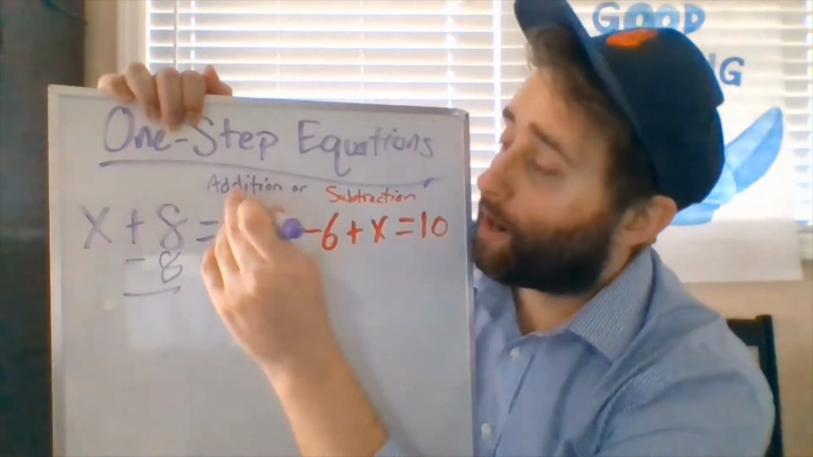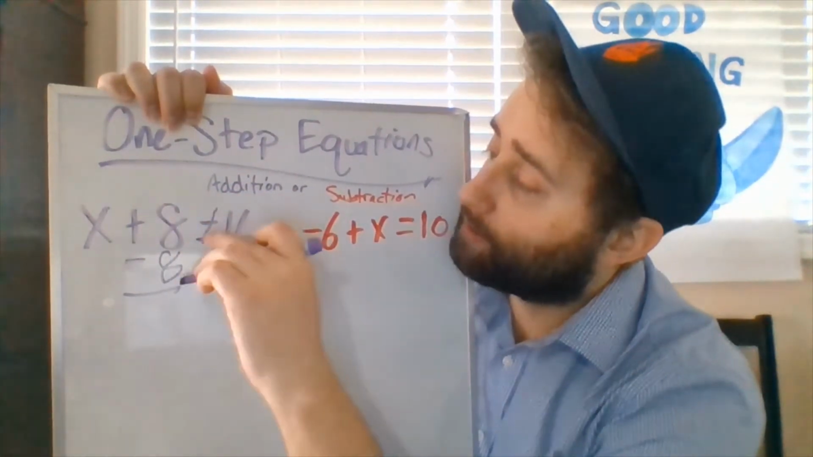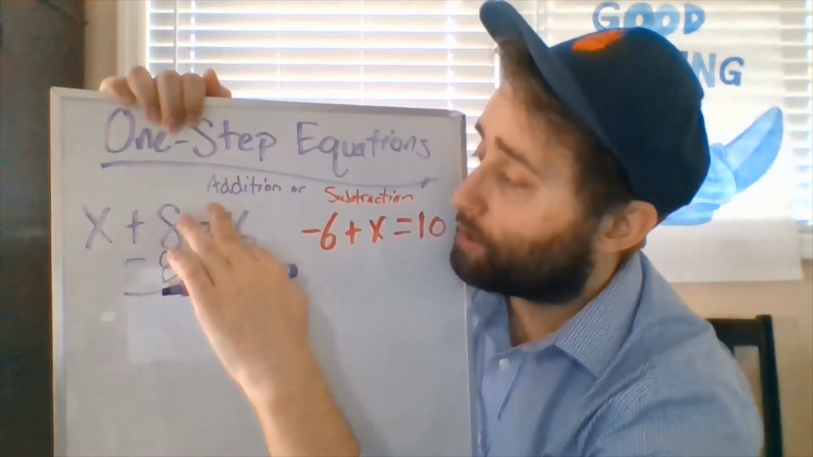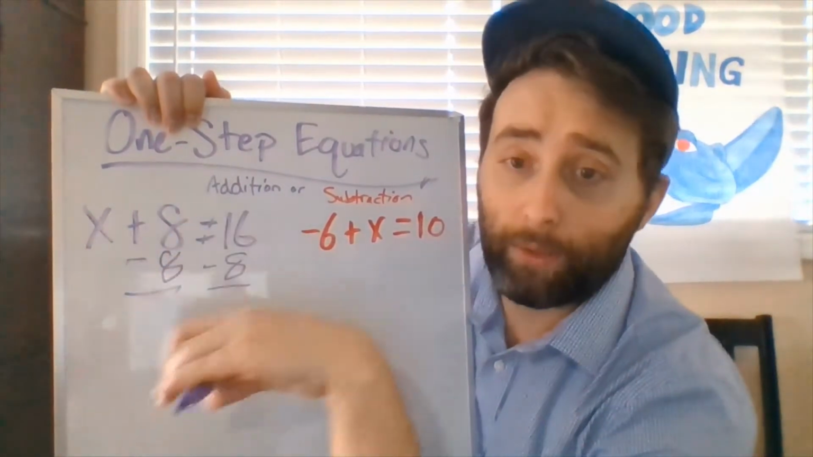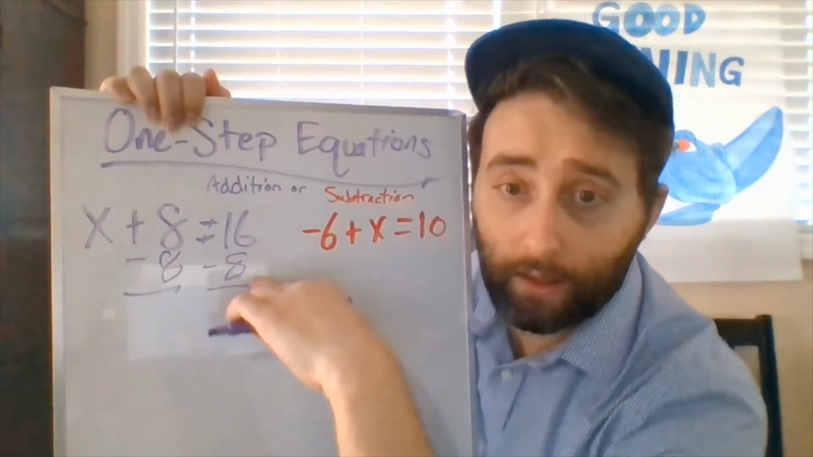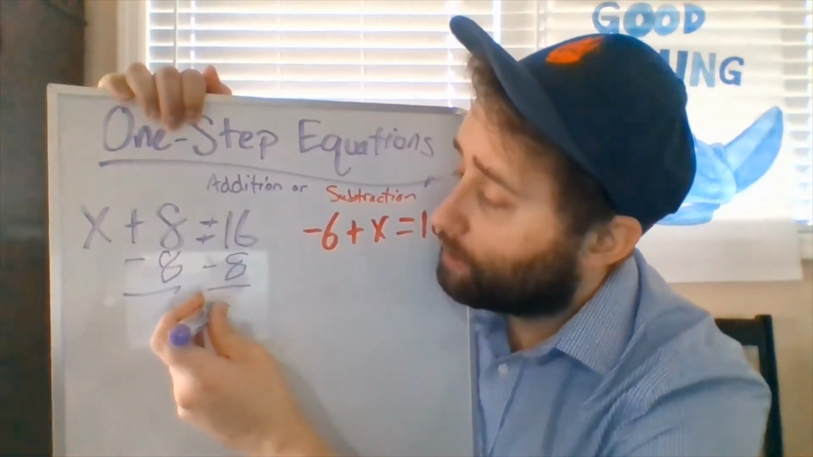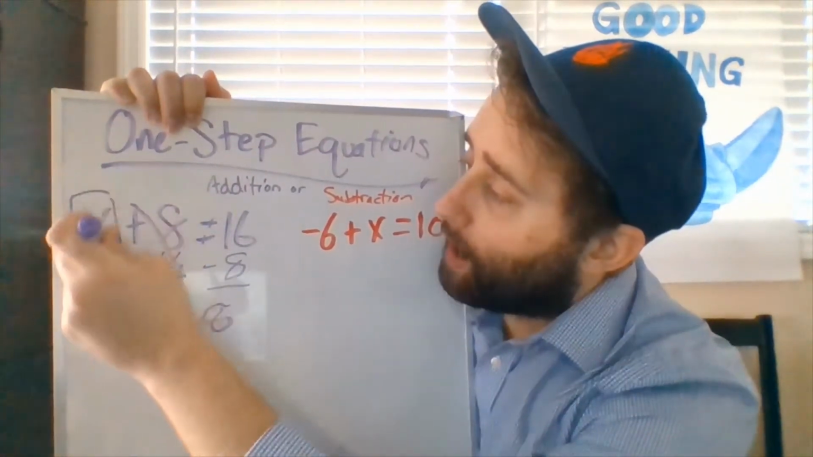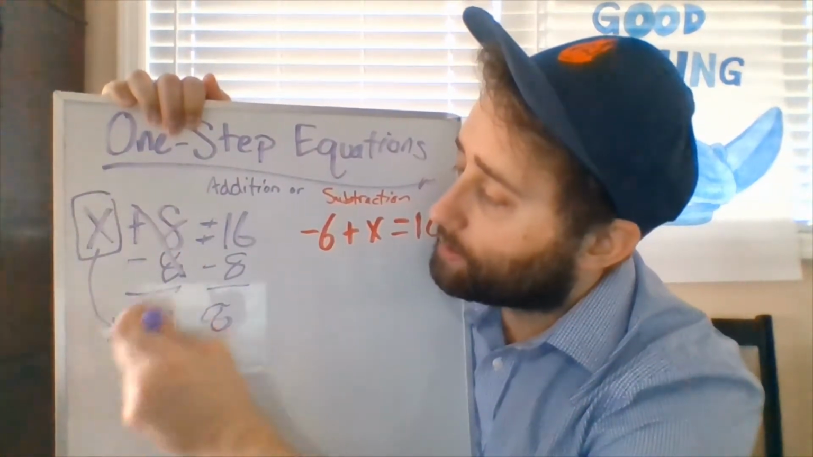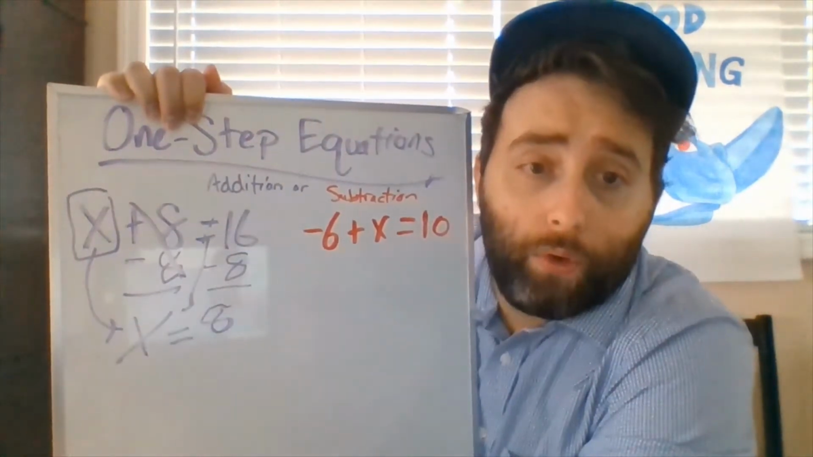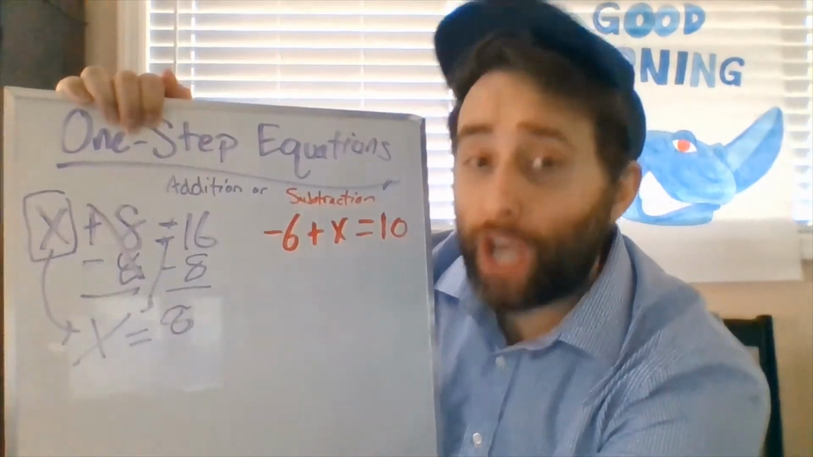Very good. And what I talk about there is this, the equation sign. If you do it to the left side of the equation, you have to do it to the right side of the equation. I'm going to get rid of that because it doesn't actually mean what you think it means. So 16 minus 8. 16 minus 8 is 8. So what we're saying is I got rid of this. I'm going to bring this down. x equals 8.